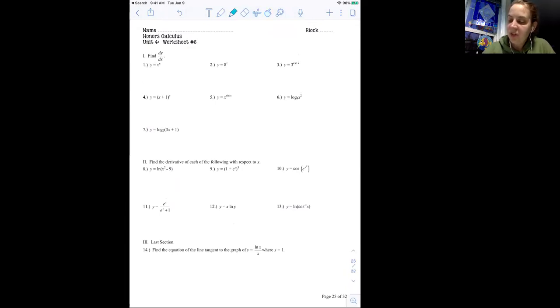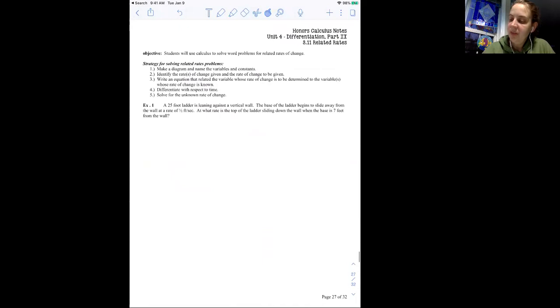We're looking ahead at worksheet 6. This is that x to the x problem. We have to take the natural log of both sides first. And then we have related rates.